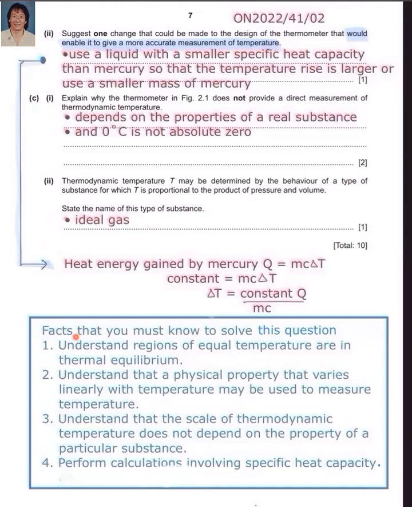Facts that you must know to solve this question. Number 1, you must understand that regions of equal temperature are in thermal equilibrium. Number 2, understand that a physical property that changes with temperature may be used to measure temperature. Number 3, understand that the scale of thermodynamic temperature does not depend on the property of a particular substance. Number 4, you must be able to perform calculations involving specific heat capacity.